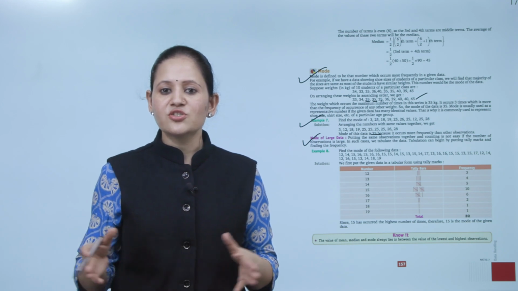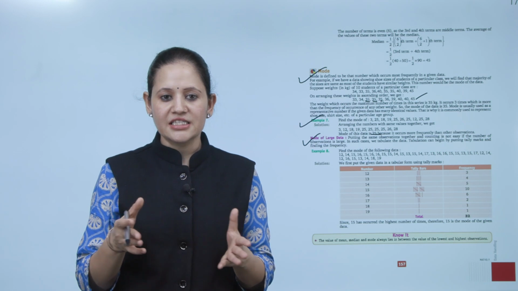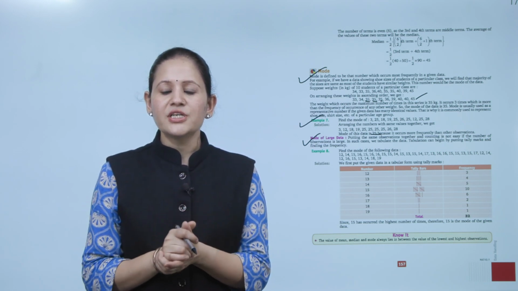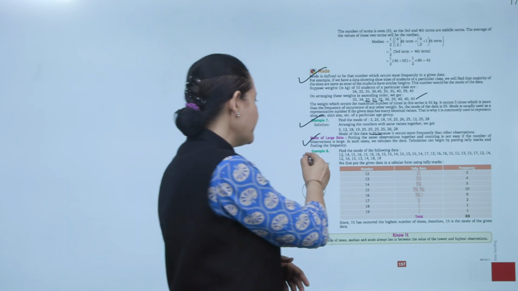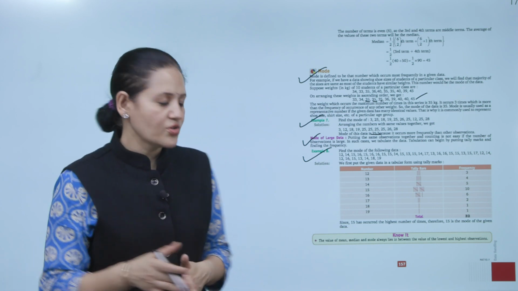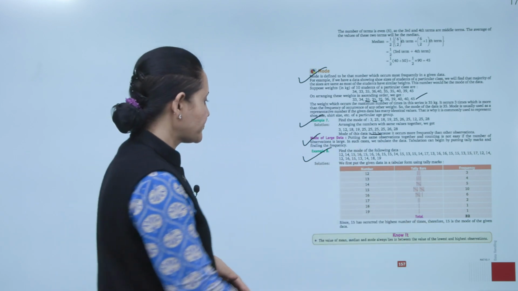Next, mode of large data. Putting the same observations together and counting is not easy if the number of observations is large. In such a case, we tabulate the data. Tabulation can be done by putting tally marks and finding the frequency. So we'll take an example here. Find the mode of the following data. So this is our data. So we'll make a frequency table for it.